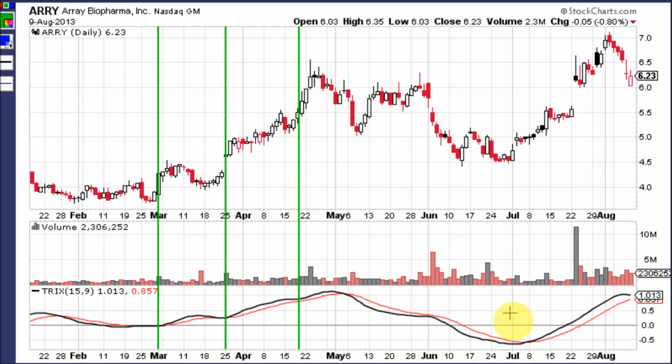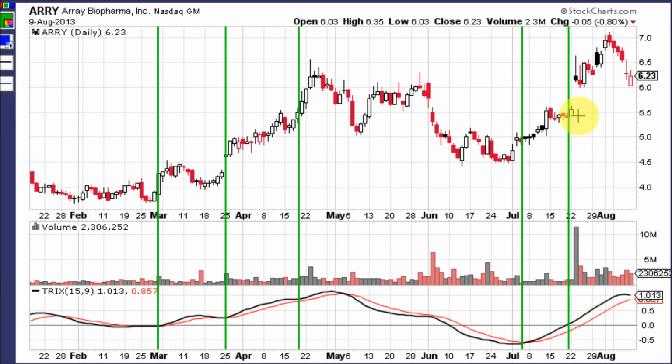Okay, the next buy signal comes right here where Trix is below zero and below the signal line and crosses up through the signal line. The stock does go up. Here is the point where Trix crosses up through the zero line.